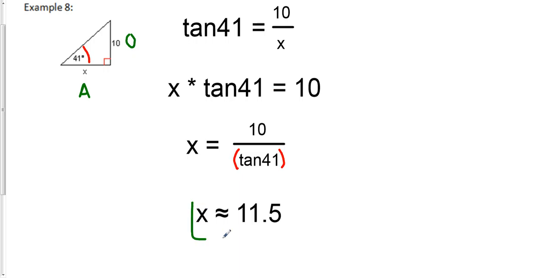And again, this makes sense. If this is 41 degrees, then this would have to be 49 degrees, because all three of these have to add up to 180 degrees. A 49 degree angle should make one that's a little bit bigger than 41 degrees, and 11.5 is a little bit bigger than 10. So again, this should be a pretty reasonable answer.